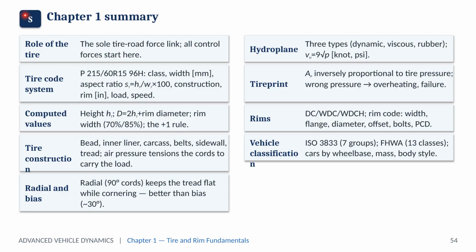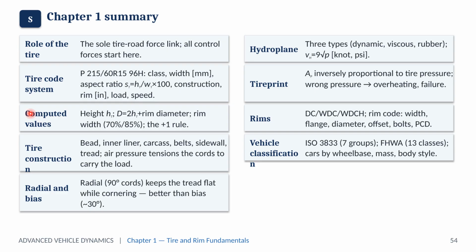Let us summarize Chapter 1. The tire is the only link transmitting force between vehicle and road. Every traction, braking, and cornering force starts there. The code P215, 60, R15, 96H gives the vehicle class, the width, the aspect ratio, the construction, the rim size, the load index, and the speed rating. From it we compute the height h_t, the overall diameter d as twice h_t plus the rim diameter, the rim width by the 70 or 85% rule, and we apply the +1 rule.